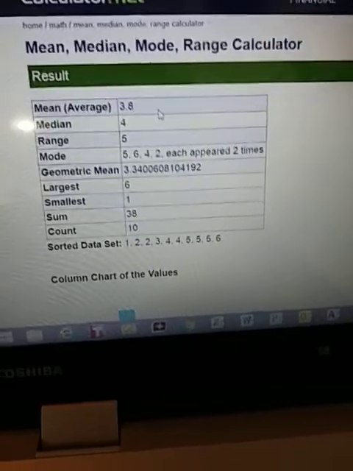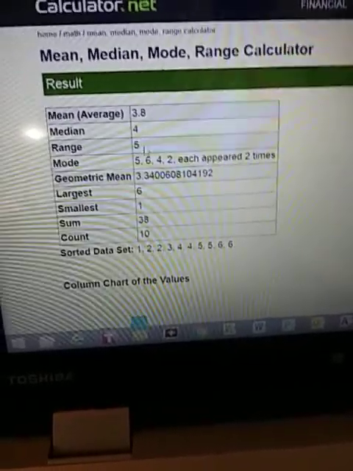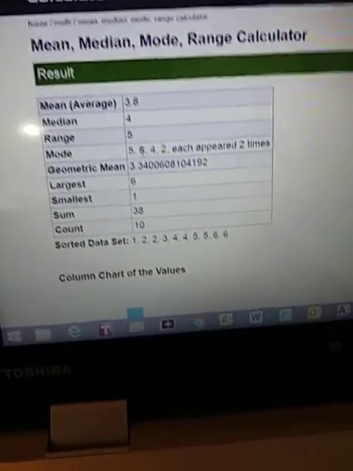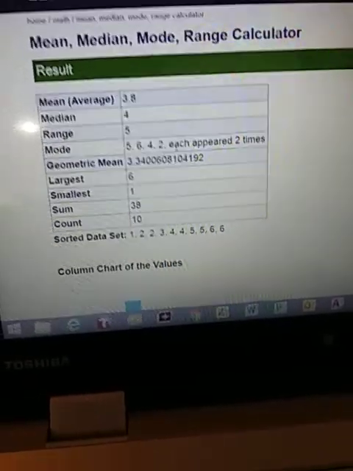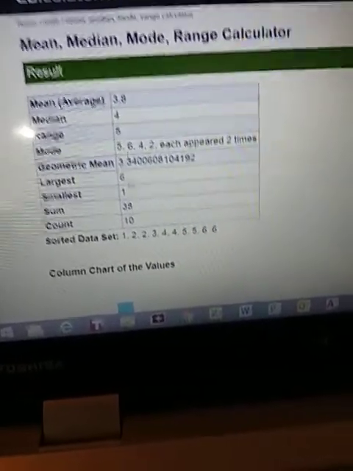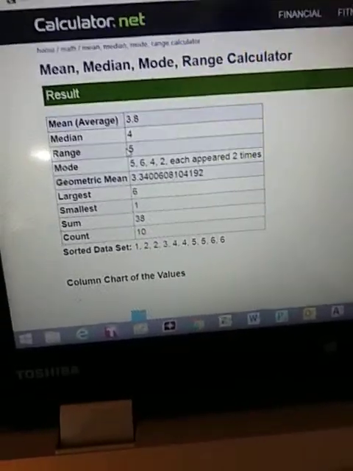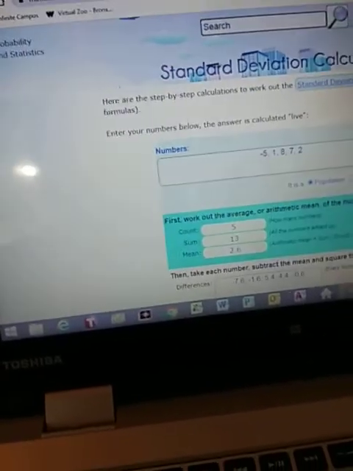Okay, so I get my mean is 3.8, my median is 4, my range is 5. My mode is 5, 6, 4, 2. Each appear 2 times. That's the mode. They give some other information here, but these are the information you need to write down and submit. So you write that down, submit it, and then you can go to a standard deviation calculator.